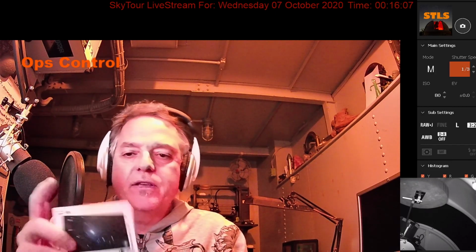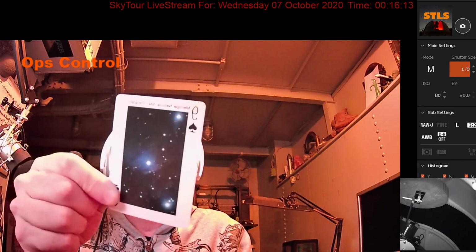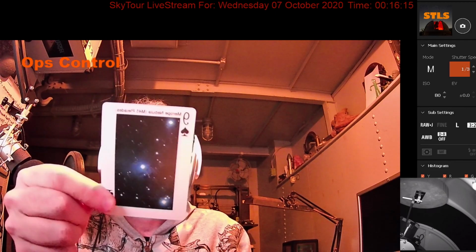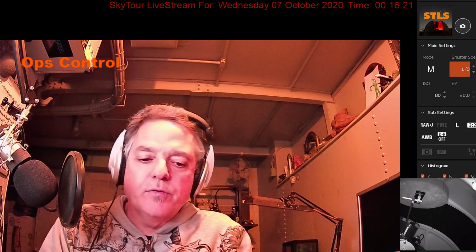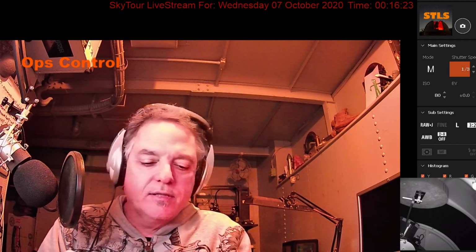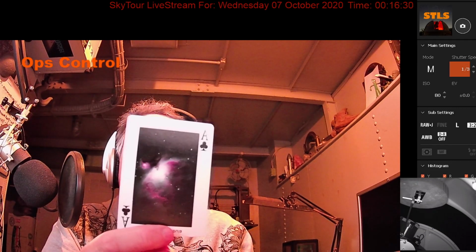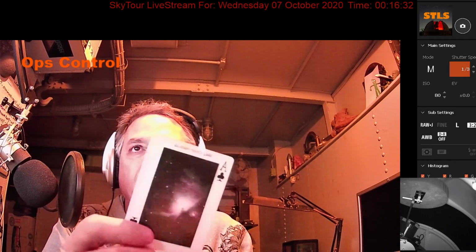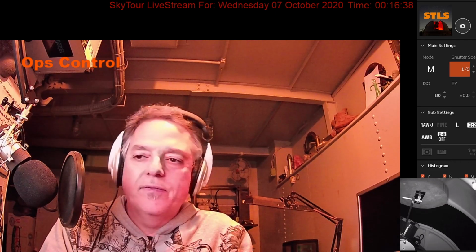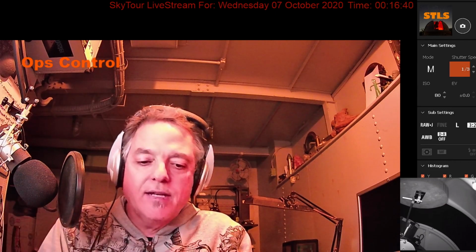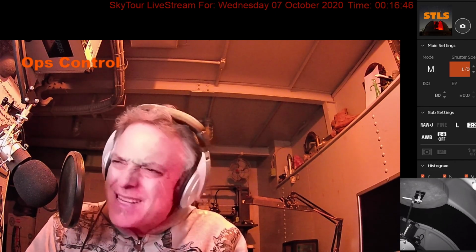Then we have things like the Merope Nebula in the Pleiades. I just have to get it at the right angle. The 9 of Spades is the Merope Nebula, and the Andromeda Galaxy is in here as well, and the Orion Nebula is the Ace of Clubs. Every card has the name of the object on it. Is the Cat's Eye in there? No, actually, the Cat's Eye is not in here. Where's my Cat's Eye? I like the Cat's Eye.